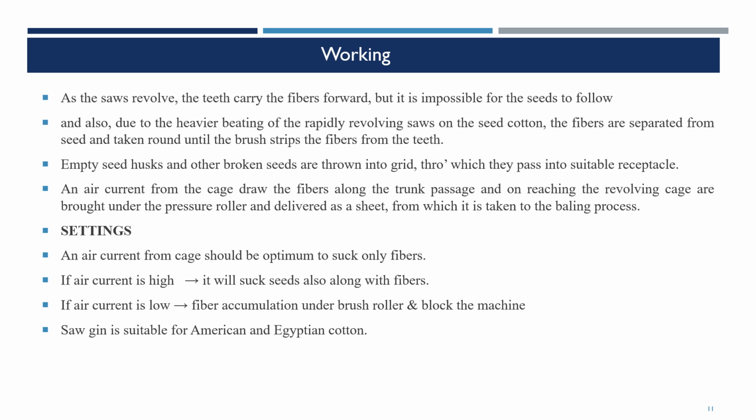from which it is taken for the baling process. So the main setting to be carried out in the saw gin is the air current. The air current from the cage should be optimum to suck only fibers. If the air current is too high, it will suck seeds along with the fibers, and if the air current is too low, fiber accumulates under the brush roller and blocks the machine. So the optimum air current level must be maintained. Saw gin is mainly suitable for American and Egyptian types of cotton.